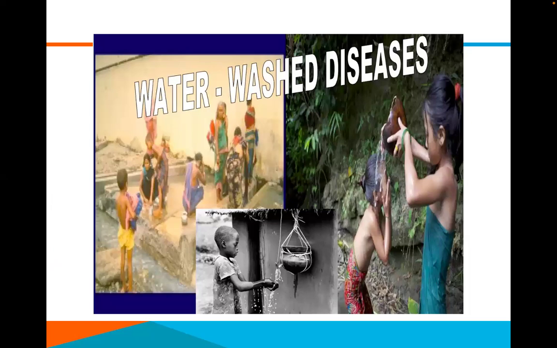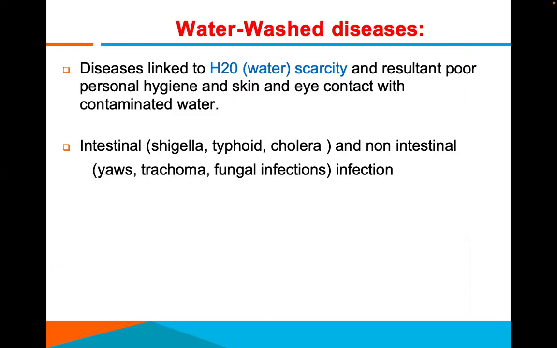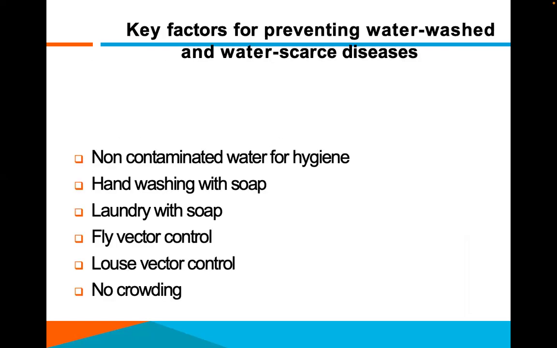Let's look at water-washed disease. Water-washed disease, as the name implies, has to do with washing. So it has to do with the washing of your hands, the washing of your body, and the quality of the water being used. And so water-washed diseases can be said to be diseases that are linked to water scarcity and the resultant poor personal hygiene, as a result of skin and eye contact with contaminated water. These pathogens include Shigella, typhoid, and cholera, and non-intestinal ones that include skin diseases like yaws, trachoma, fungal infections, and the list continues.